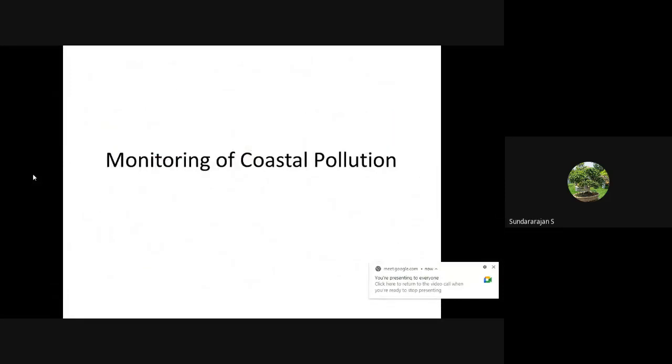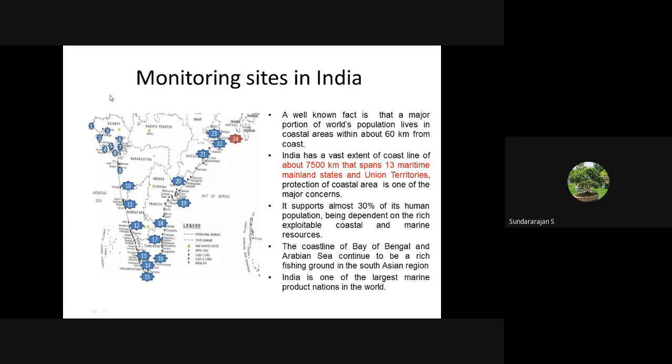The monitoring of coastal pollution is one of the important things. What is the existing baseline status? In a country like India, we have done intensive monitoring only for the last 20-25 years, at more sites, while there are very few sites that are concentrated. These are the sites where we have done extensive work all along the Indian coast.